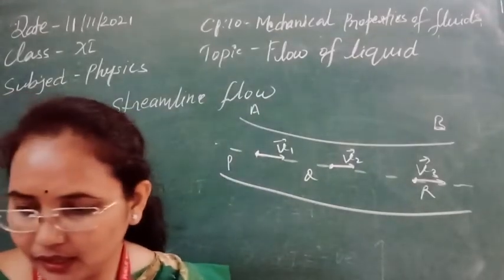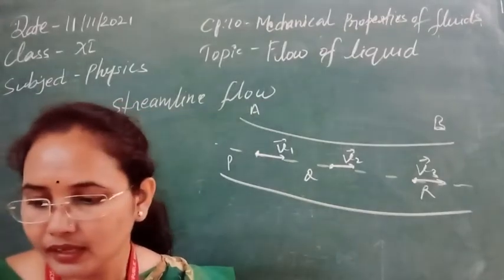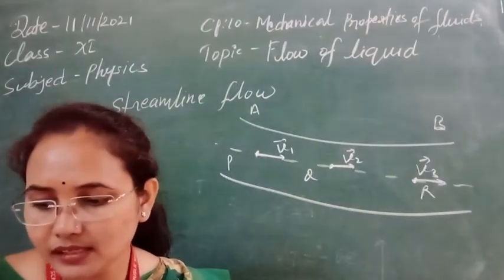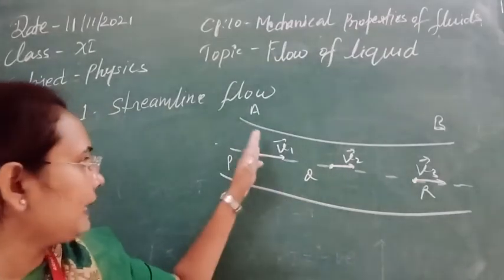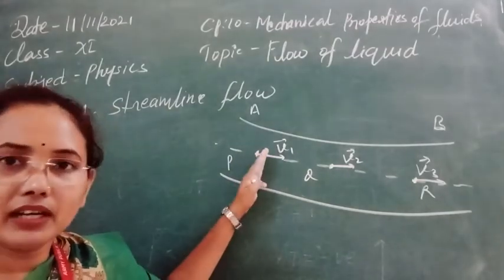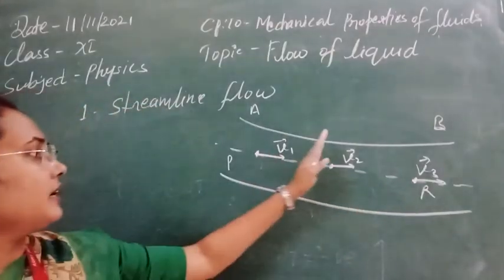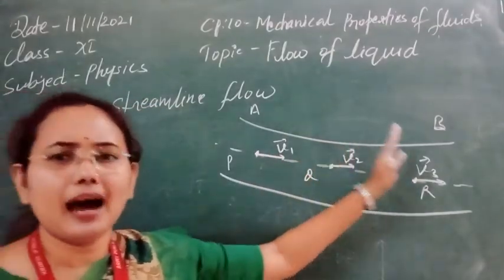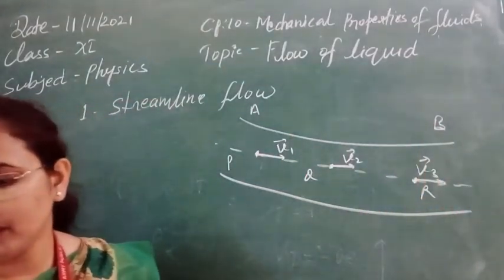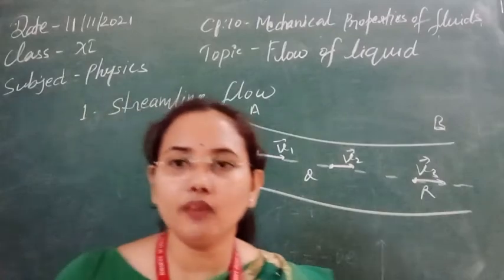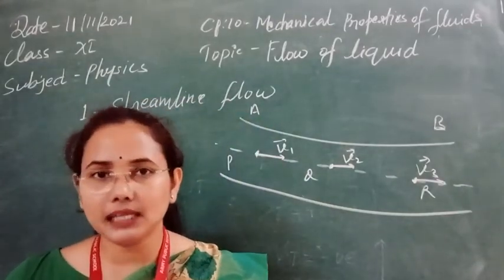Now, if the velocities of the successive particles of the liquid remain unchanged, that is, if all the particles of the liquid pass through P with velocity V1, and again through Q with the same velocity V2, and through R with the same velocity V3, then the flow of the liquid is a very orderly, very disciplined flow, and this is known as streamline flow.